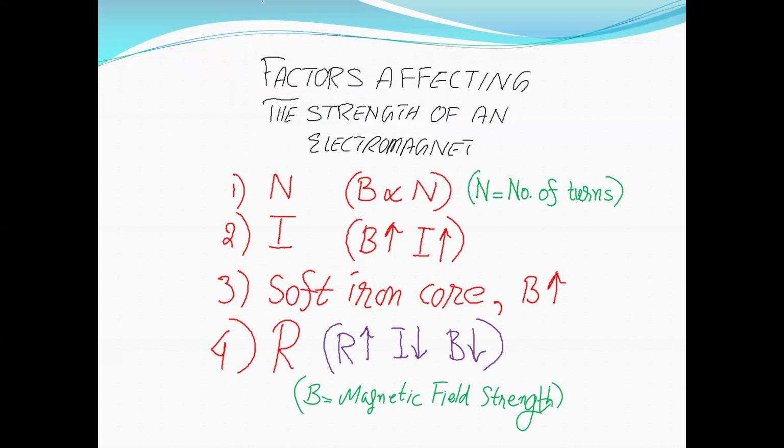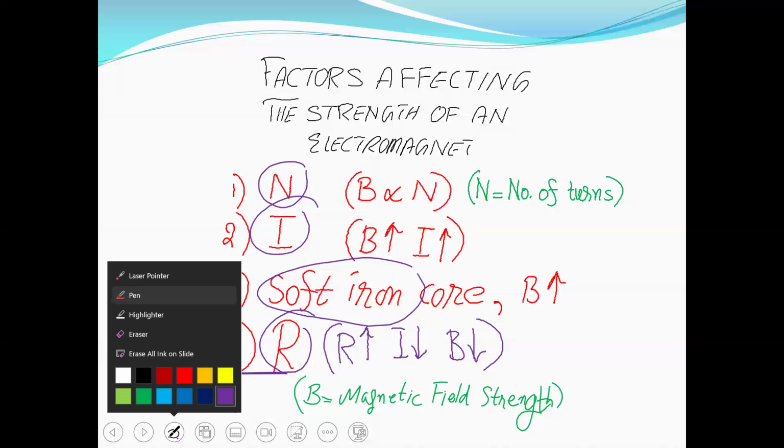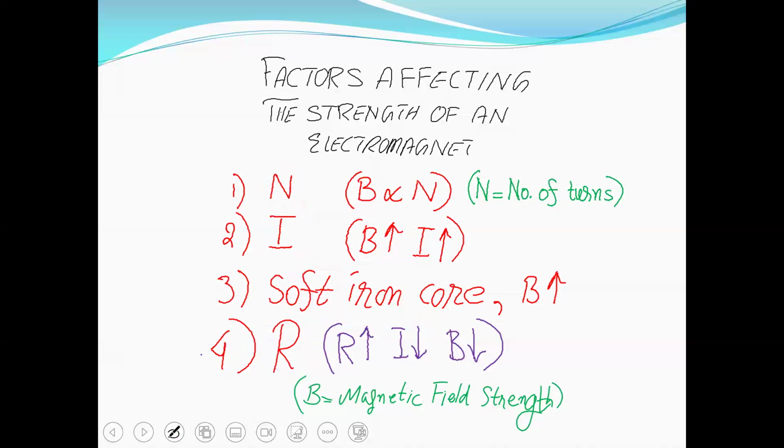Good. Now let us summarize our whole discussion here by now today. Factors affecting the strength of the electromagnet, one by one. What is the first factor? Number of turns. And what is the second factor? Amount of current. And the last factor is the presence of an iron core. What does resistance have to do in this topic? Does resistance oppose current? Okay, good. So now everyone has to copy this sheet.